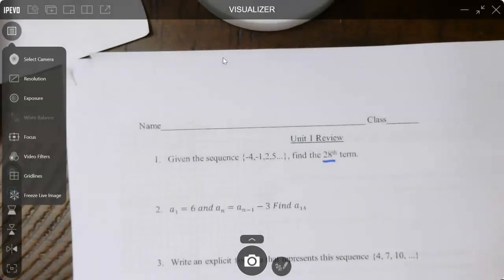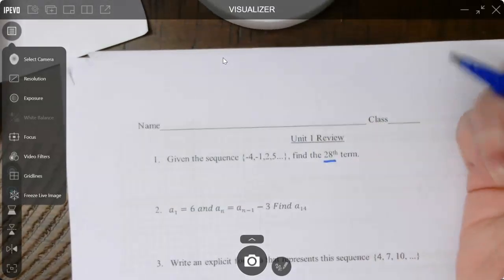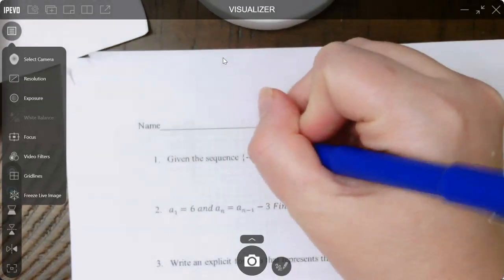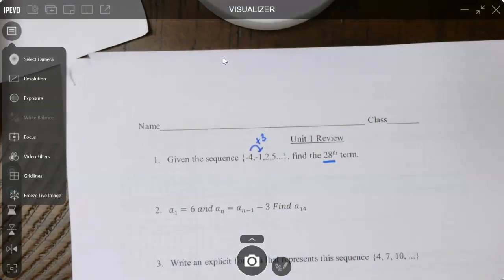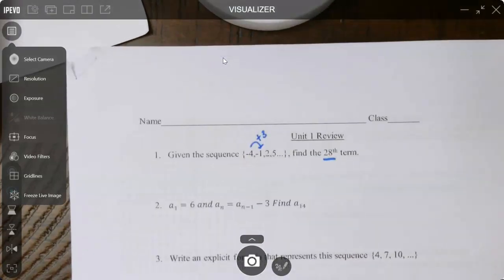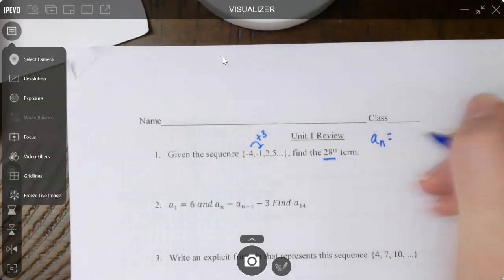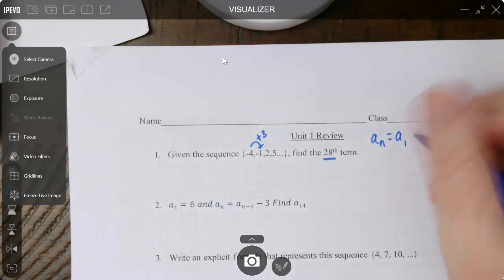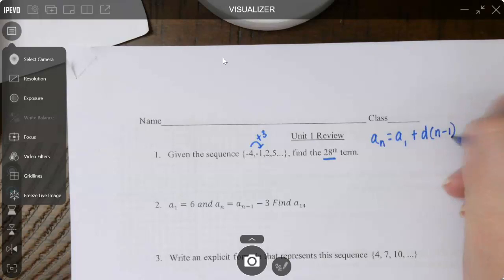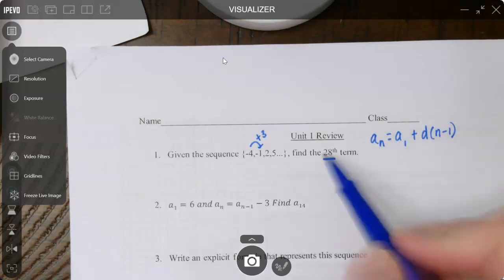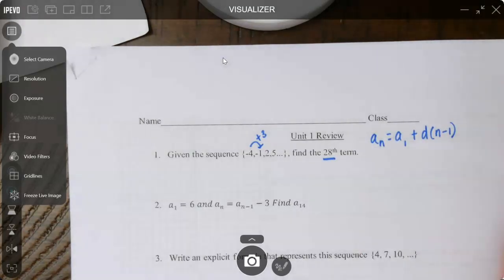Okay, so we're not going to want to sit here and add 3 every time. As you can see, that is your common difference. We are adding 3. So we're going to want to use the explicit formula. The explicit formula says a sub n equals a sub 1 plus your common difference times n minus 1. And your n stands for the number in the sequence you're trying to find. Okay, so for this sequence, the number we're trying to find is the 28th term.